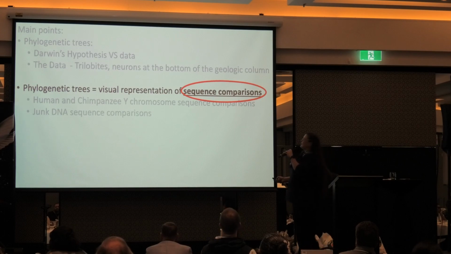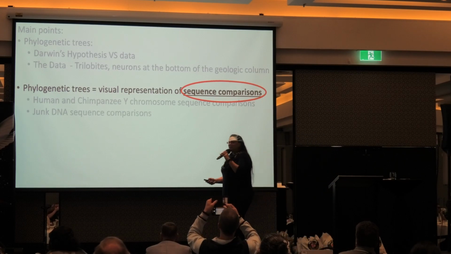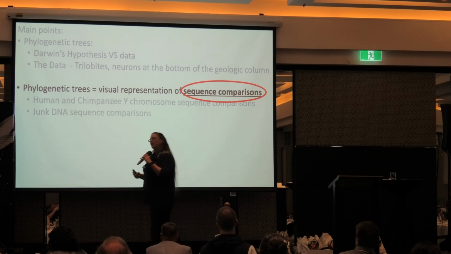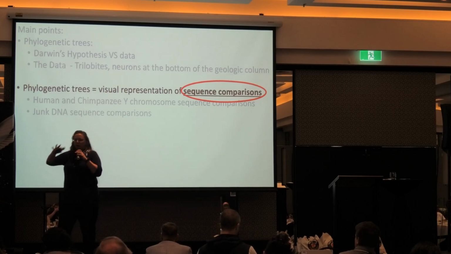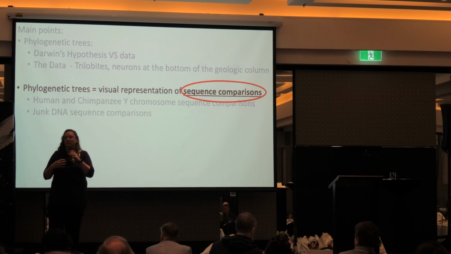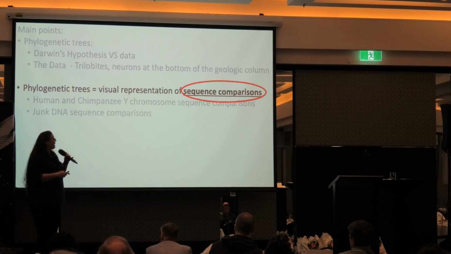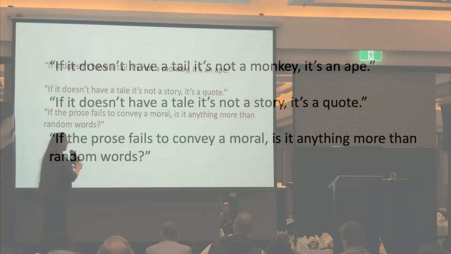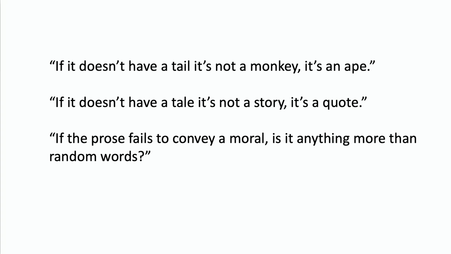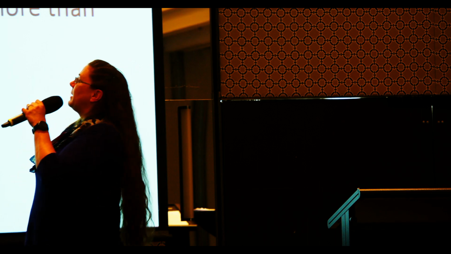Okay, so I'm going to talk a little bit about sequence comparisons, because one whole type of phylogenetic tree I generate all the time compares sequences to sequences. I don't know if you have Veggie Tales here, but there's a song: if it doesn't have a tail, it's not a monkey, it's an ape. Imagine that's a sequence, maybe a DNA sequence, maybe a protein sequence, and we're going to compare it to a second sentence: if it doesn't have a tail, it's not a story, it's a quote.